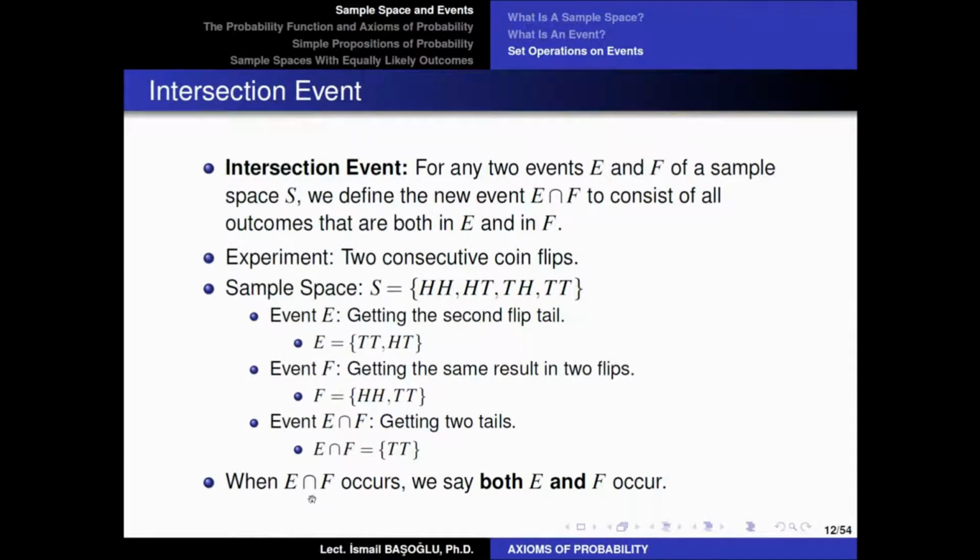Okay, so you see, unlike the union event, in between two events we write an "and" if we are talking about the intersection. So if the intersection event occurs, imagine the outcome is TT, tail-tail, then you can also say that event E and event F both occurred, right? Because tail-tail is contained in both of the sets. Or if you observe an outcome as a result of this experiment which is contained in both events, in that case, you would say that the intersection event occurs.